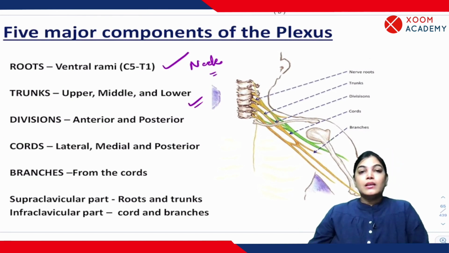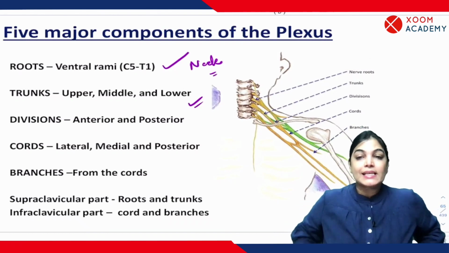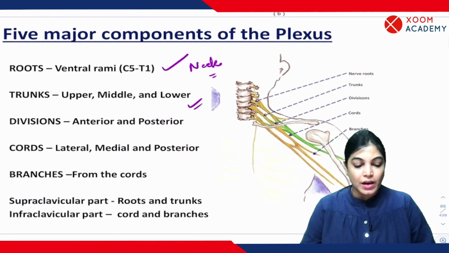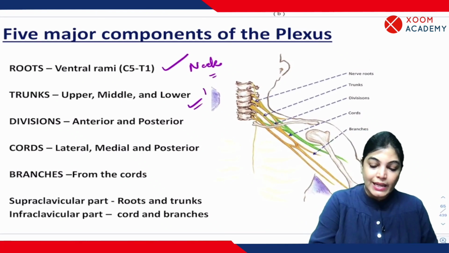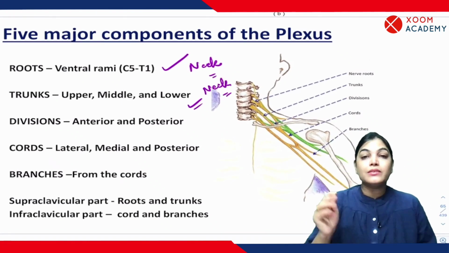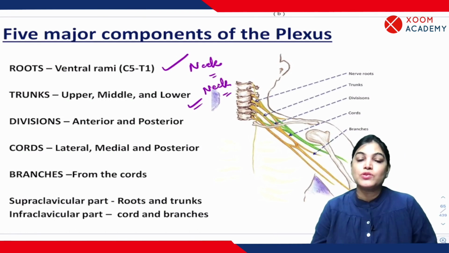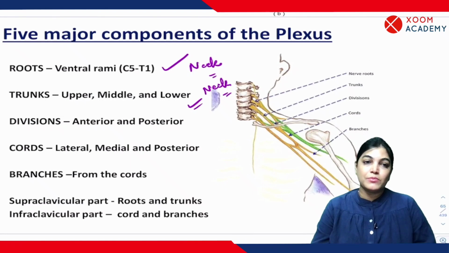The trunks. So we have just seen the C5, C6 will join to form the upper trunk, C7 will form the middle and C8 and T1 will form the lower trunk. So the trunks of brachial plexus are again residing in the neck, and the trunks of brachial plexus will come out by passing between the gap of scalenus anterior and scalenus medius muscle.